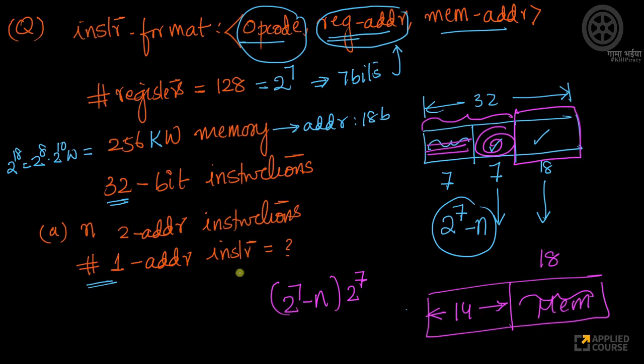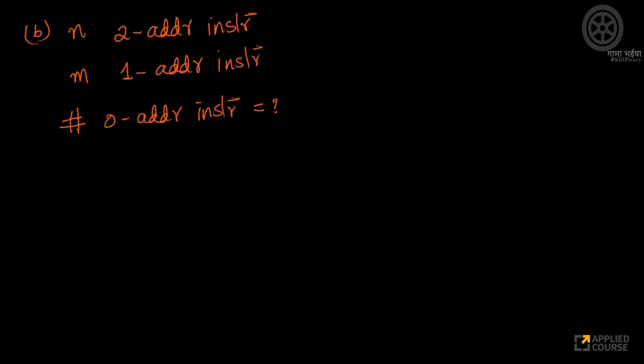So I can write this as the number of 1 address instructions. How do I compute them? Of these 7 bits, I can have 2 power 7 possibilities. Of the 2 power 7, n have been taken by your 2 address instructions. So how many are left for 1 address instructions? 2 power 7 minus n. After that, these can be anything because I'm just doing the expanding opcode strategy here. So 2 power 7 minus n into 2 power 7. That's the number of 1 address instructions I can have. Very simple.